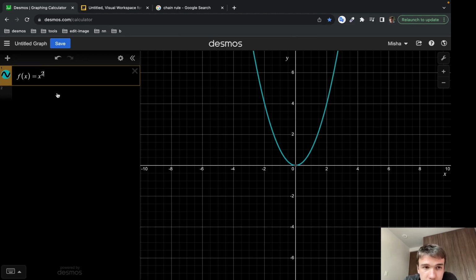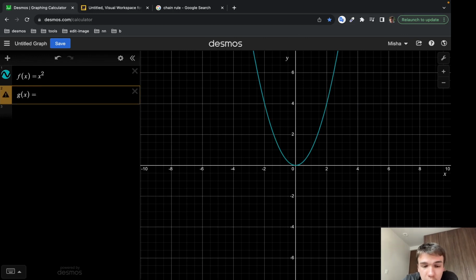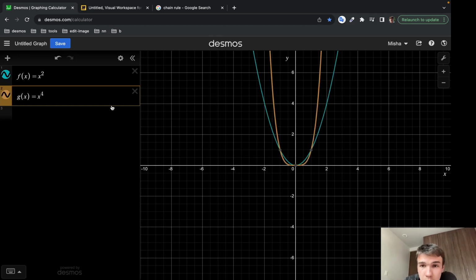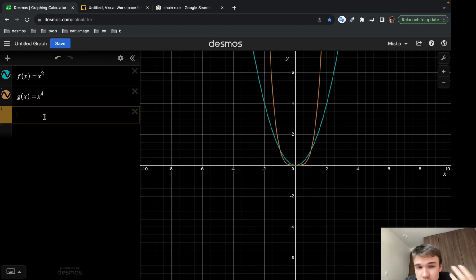So we have this function right now, and then let's create another function which is going to be g of x. We might say it's going to be the same as x to the power of 2, but I'm going to make it a bit complicated, so I'm going to use the power of 4. Okay, so now the question is, how can we make the function inside the function?